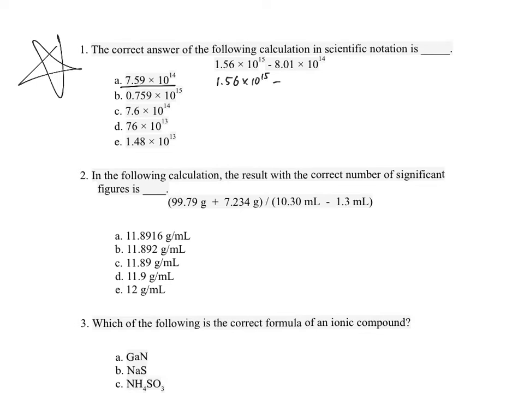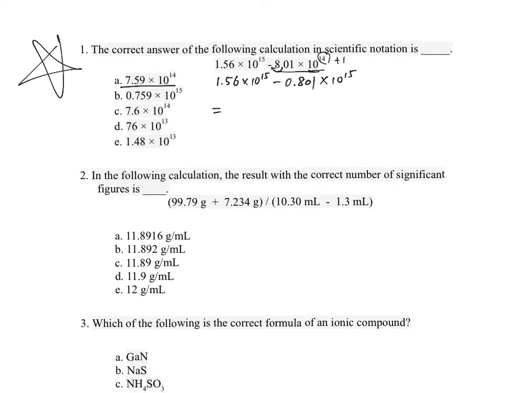And I'm going to subtract. Now I'm going to turn this one into 10 to the 15th power. That means add 1 onto the power of 10, and that means move the decimal 1 spot to the left. So 0.801 times 10 to the 15th. So now you can do this subtraction.